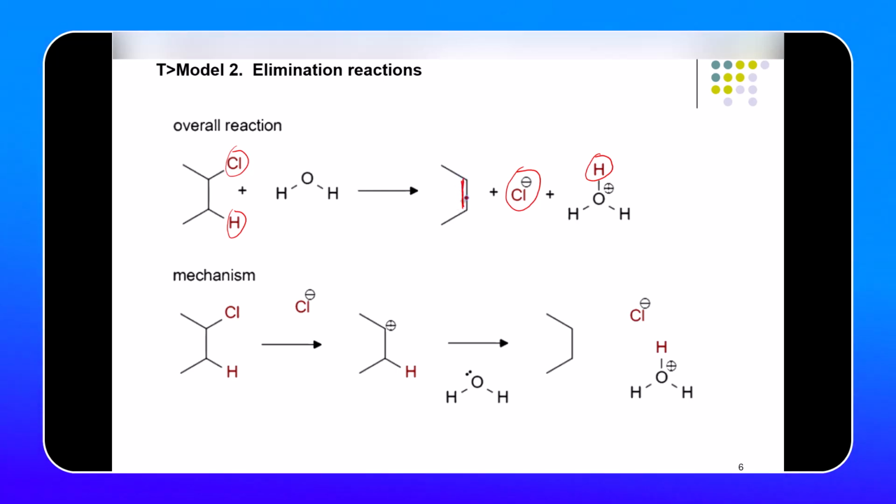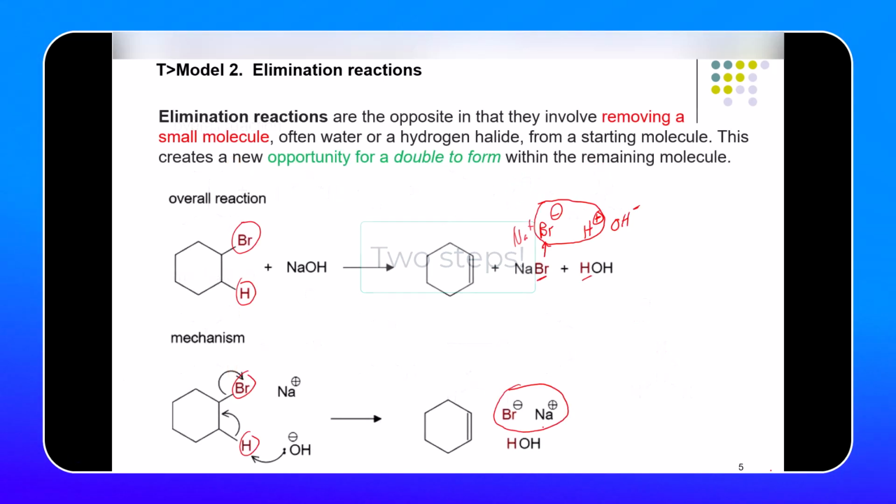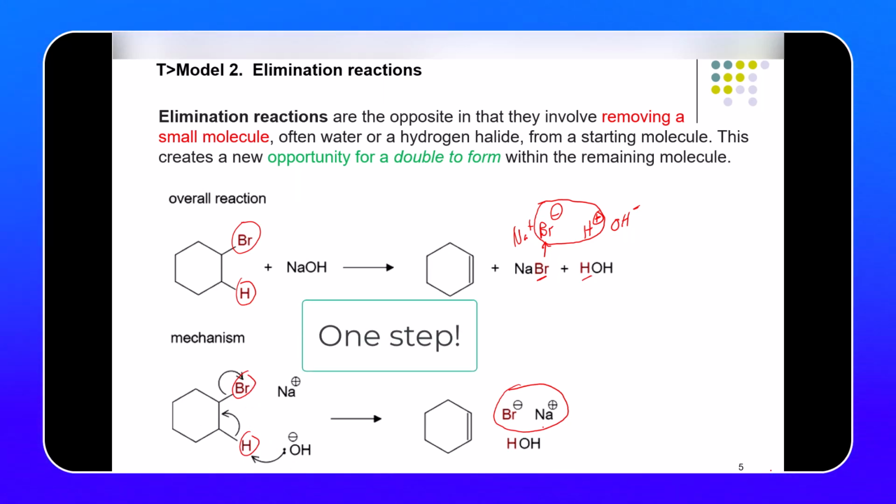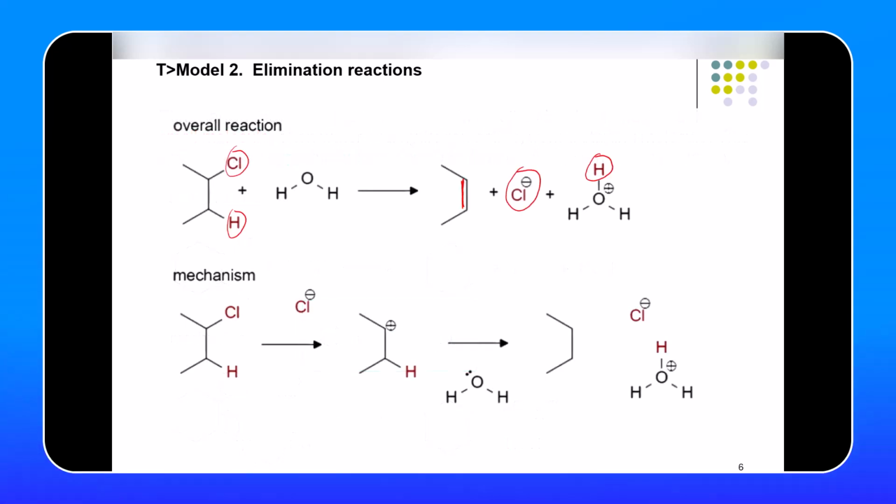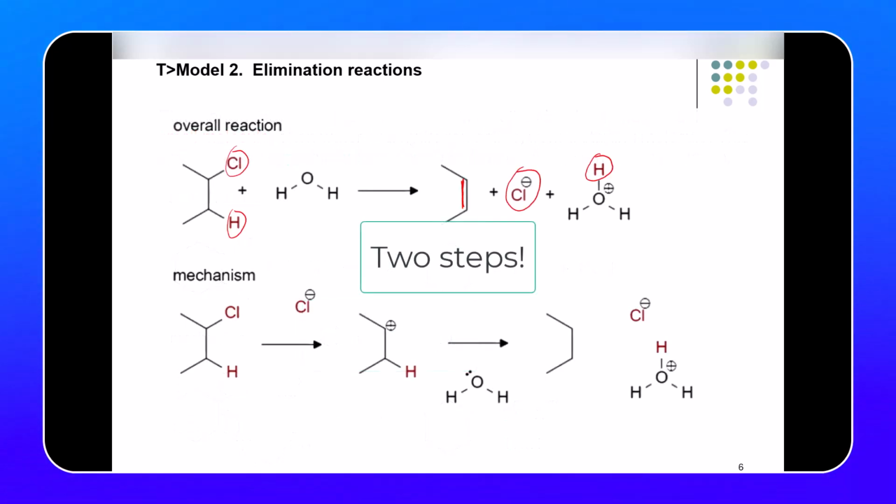So what does the mechanism look like? Now this is an elimination reaction, but in contrast to our first example, this one occurs in 2 steps. So I'm just going to go back for a minute. You can see in this case, we have an elimination, but it occurs in 1 single step. Now this next one is still an elimination, but it will occur in 2 steps. First of all, the chloride leaves.